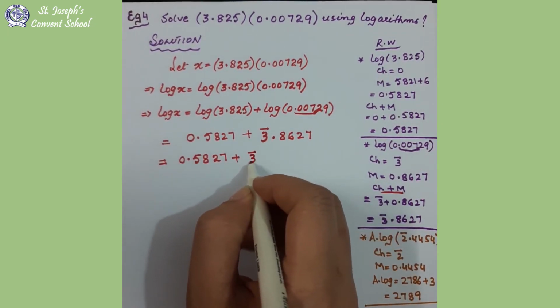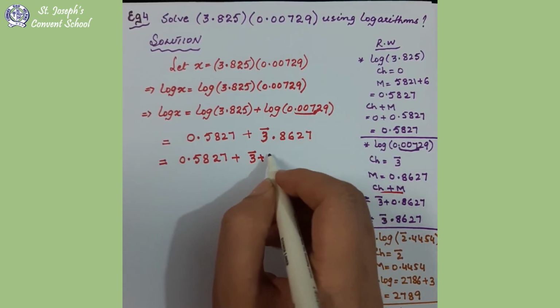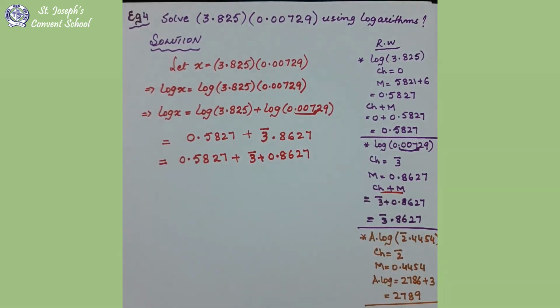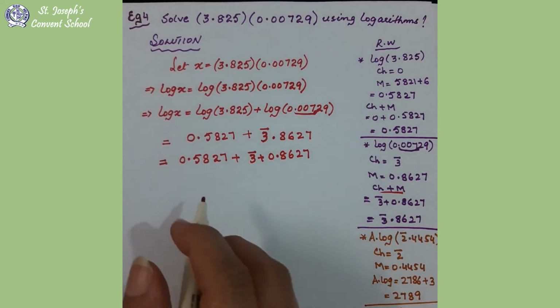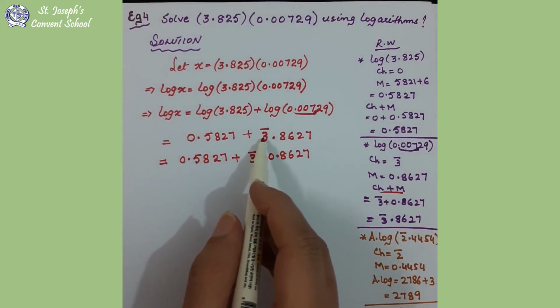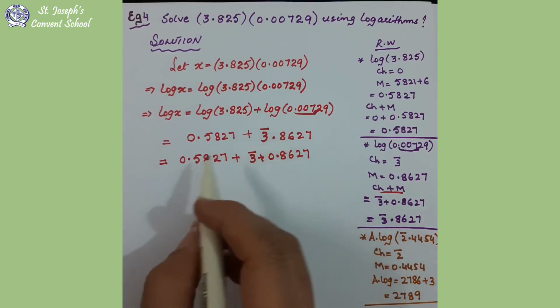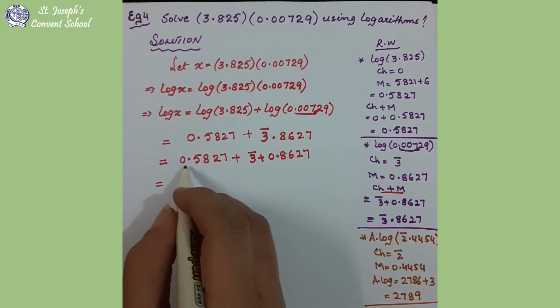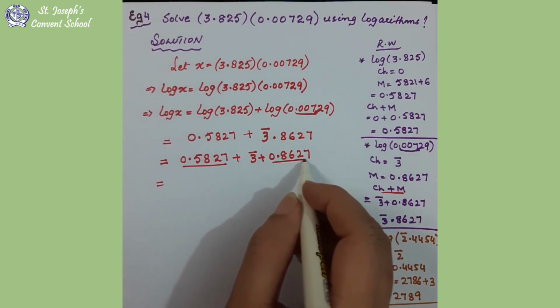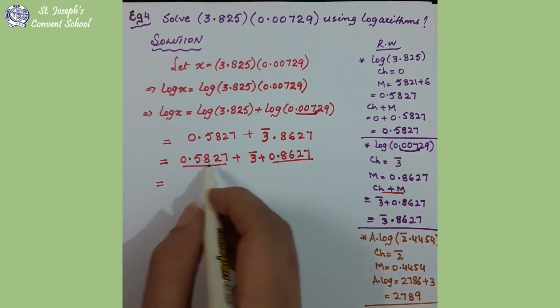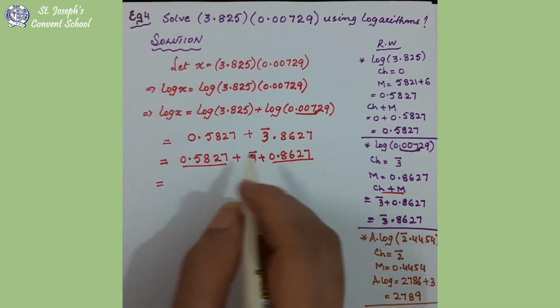So bar 3 plus this remaining part, 0.8627. You will do this whenever there is a minus sign or bar. Okay, bar or minus are the same. So if there is a bar in the question, you will break the question into characteristic plus mantissa. Now we will solve this part and this part. Add these two with a calculator. Don't add the bar one. This number plus this number you will add with a calculator.